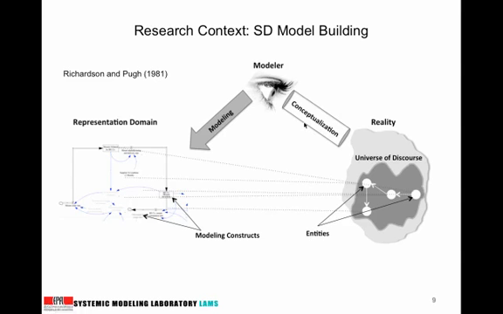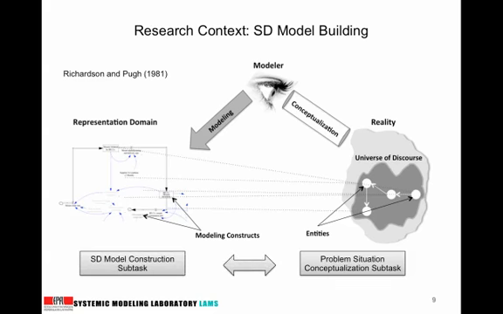So in the ST modeling world, our conceptualizations are basically stocks and flows and information objects. It means we look at the world and we see aspects of reality like stocks, flows, and information objects. So basically we can say that model building is divided into two subtasks: the problem situation conceptualization subtask, and also the ST model construction subtask. And these two tasks interact with each other, and it's iterative.